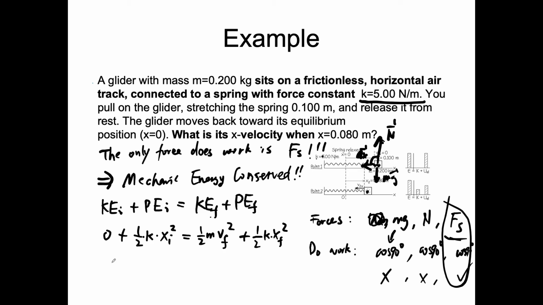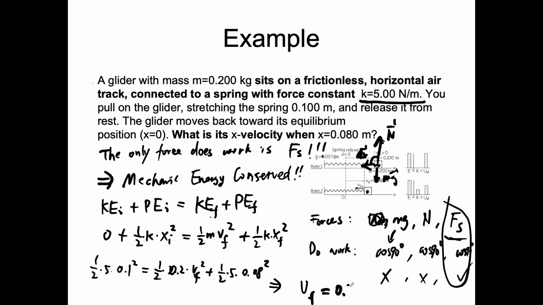xf is 8 centimeters. So plugging in all the numbers, 1/2 times 5 times 0.1 squared equals 1/2 times 0.2 times vf squared plus 1/2 times 5 times 0.08 squared. Now to solve this equation, we'll find that the final velocity is 0.3 meter per second.